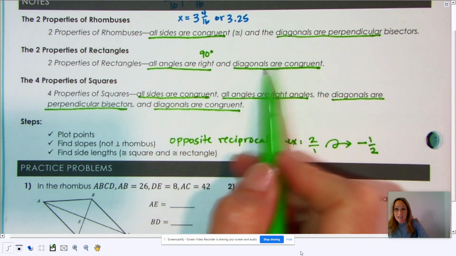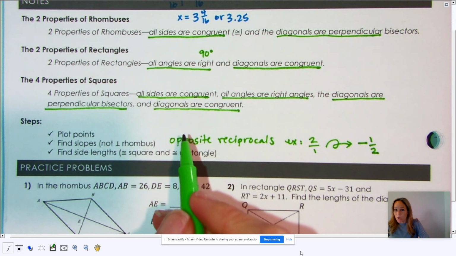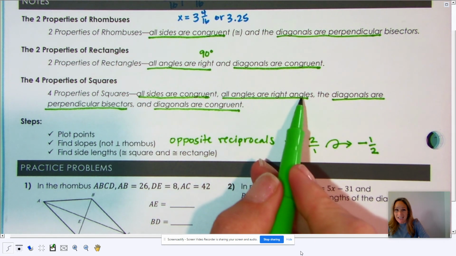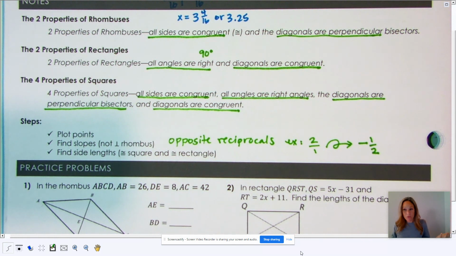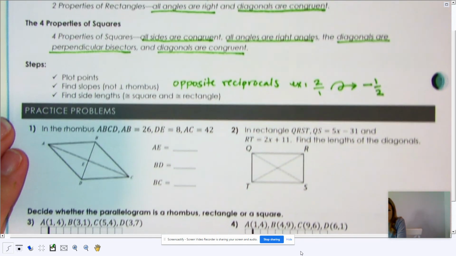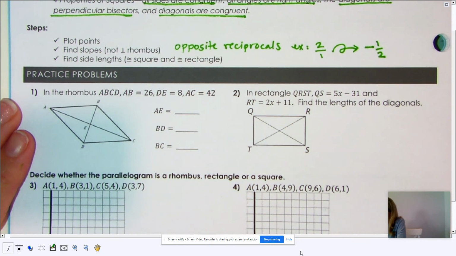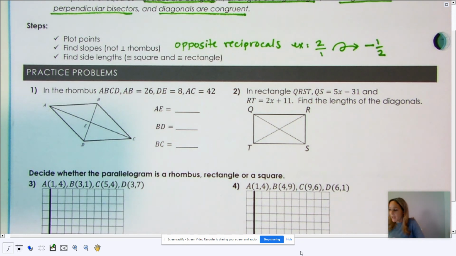A rectangle does not, but a square would have perpendicular sides and perpendicular diagonals. So that's another way you can do it, is find the slopes of the sides and find the slopes of the diagonals. Okay, for the next problems, we are going to actually apply our learning.